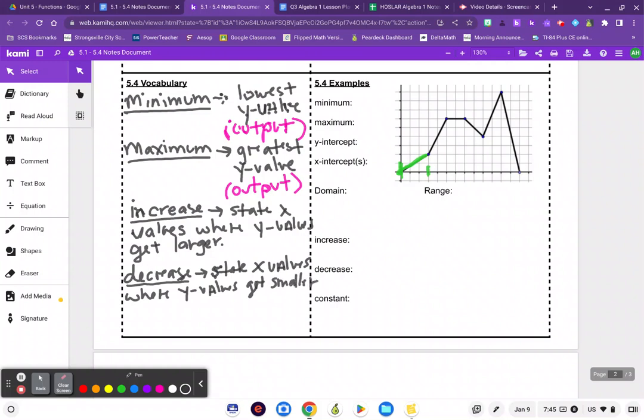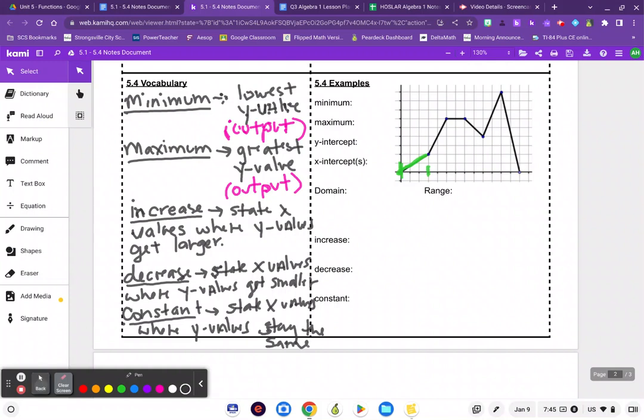And the last one that we talked about was being constant. And being constant means that my y values are staying the same. And so we're going to, again, state the x values where the y values stay the same. Okay. And so in addition to this, we include domain and range. X and Y intercepts are things that we know, so those are fair game.